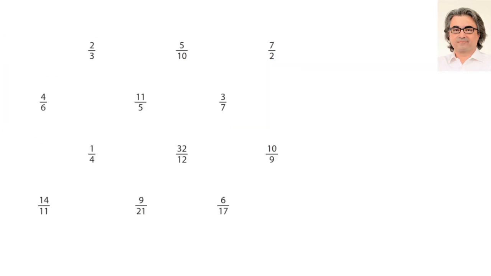Yes. Now there are some fractions. I should remark the fractions which are in their simplest form. 2 over 3 is in its simplest form because between 2 and 3 there is no common divisor greater than 1. 5 over 10, I should simplify with 5. If you divide numerator and denominator by 5, you will get 1 for the numerator and 2 for the denominator. 7 over 2 is in its simplest form.